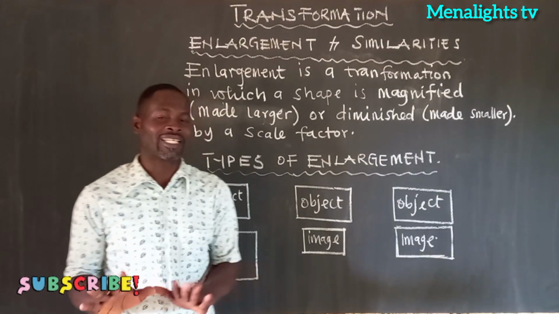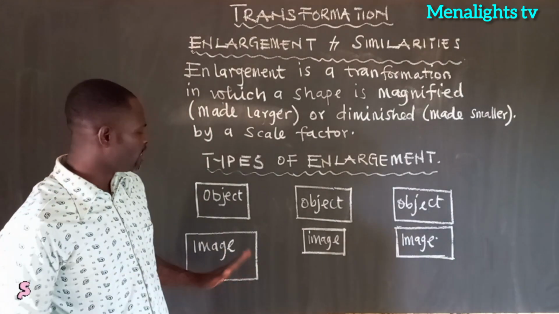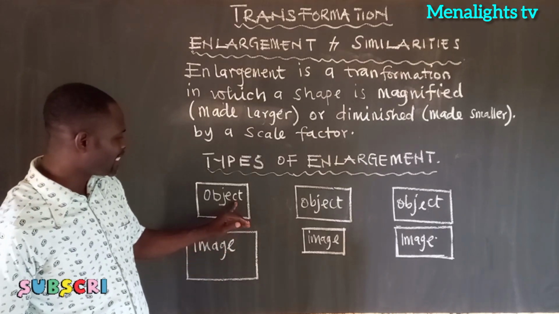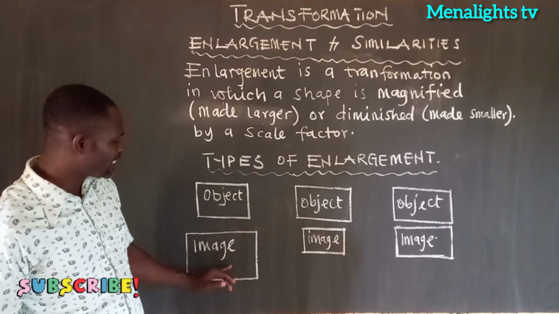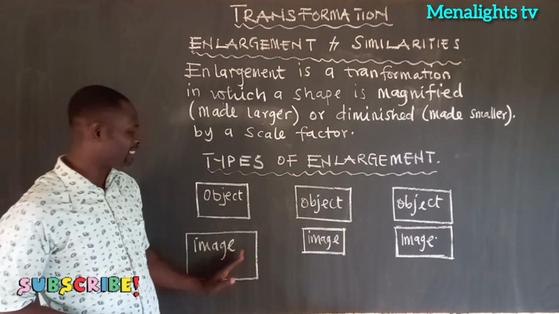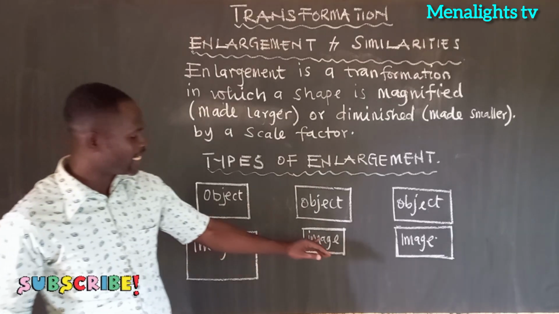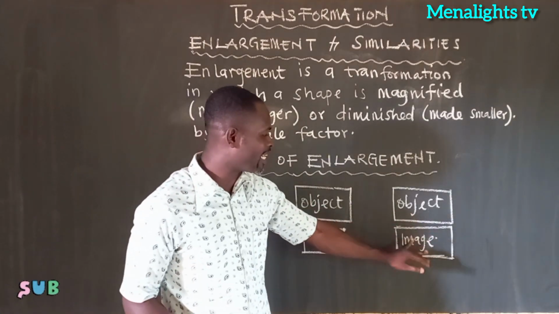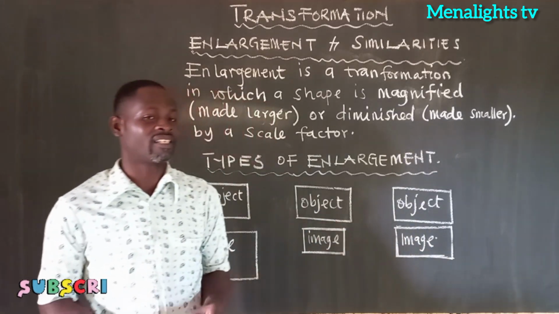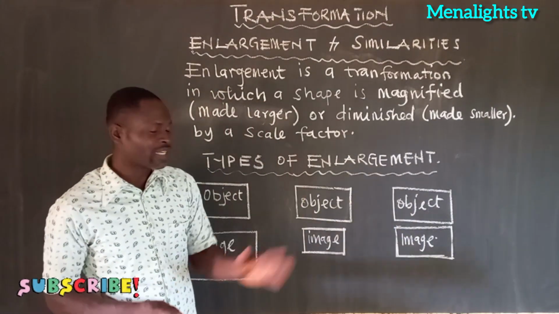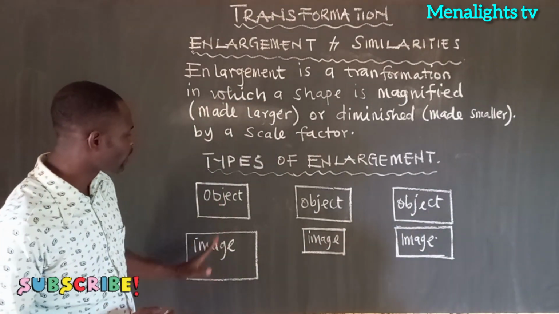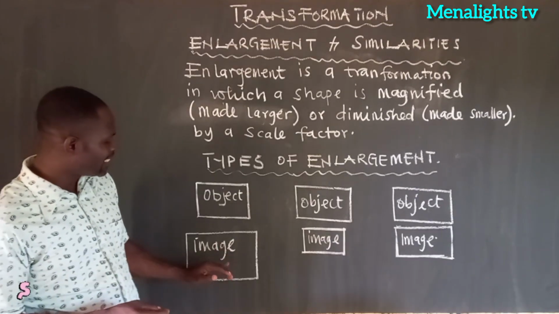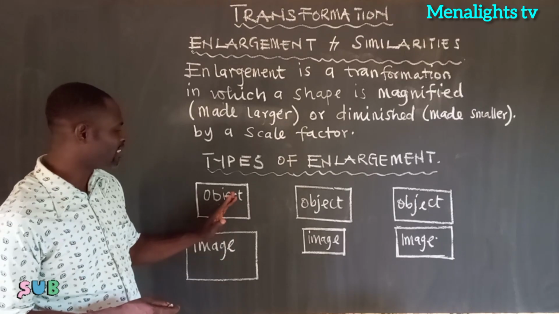Now we want to look at the types of enlargement that we have. When you look at this object, first, this is our object. Here the image is bigger than the object, and here the image is smaller than the object, and in this one the image and the object are the same. The first type of enlargement is magnified.